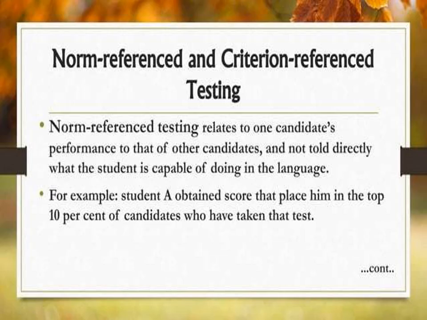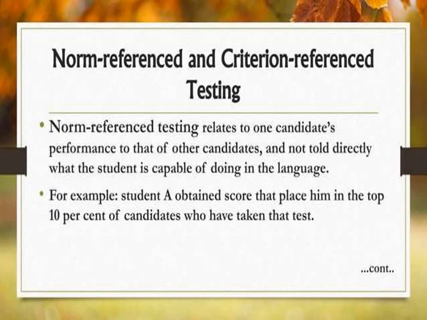One more type of language testing is called norm-referenced and criterion-referenced testing. When a student takes a test, their performance can be measured in two ways. Norm-referenced tests compare a student's score to others. For example, we might say that they scored in the top 10% or better than 60% of the other test takers. Now, these tests rank students but don't directly show what they can do in the actual language.